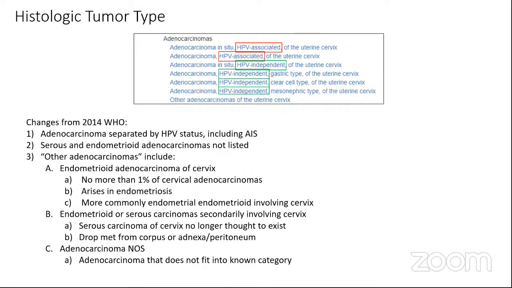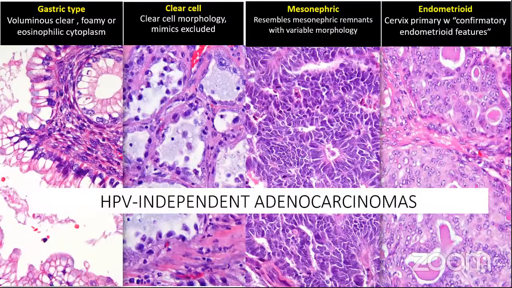But more commonly, if you see something that looks endometrioid or serous, it's most likely a metastasis or extension from something in the upper tract. And then finally, adenocarcinoma NOS that really didn't fit into any other known category. So let's talk about the HPV-independent adenocarcinomas. We have gastric type, clear cell type, mesonephric type, and endometrioid type.